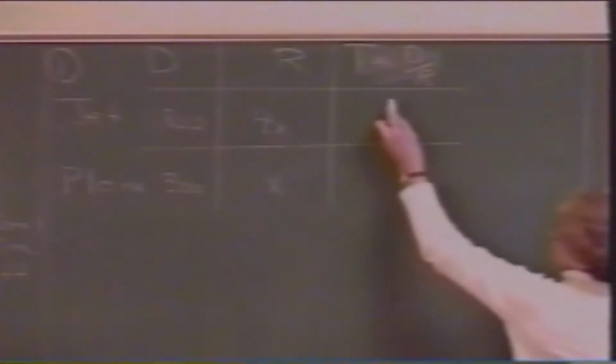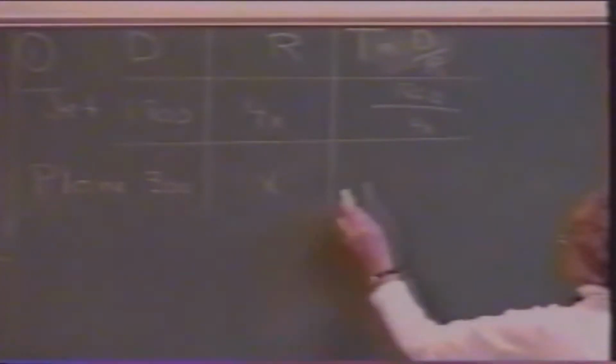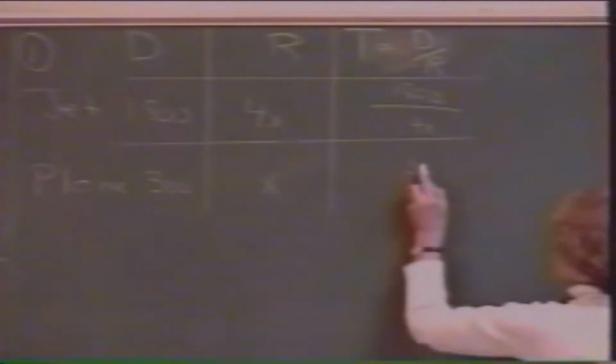Now, when you get over here to the time column, we're just going to use what the formula says, distance divided by rate. So all we're going to do is look in our chart and put our distance down, 1,800, divided by our rate, which is 4x. Here we put our distance down, which is 300, divided by our x. Distance divided by our rate. So now we have the chart filled in.